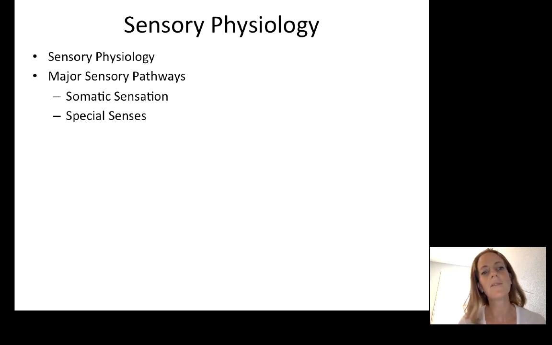And then I'm going to give you some of the major sensory pathways and how these pathways are organized. We'll talk about somatic sensation or sensation of the body, and we'll very briefly introduce you to the special senses.